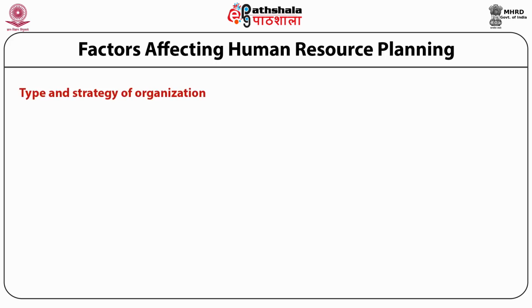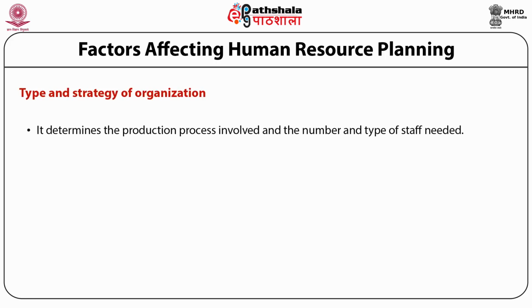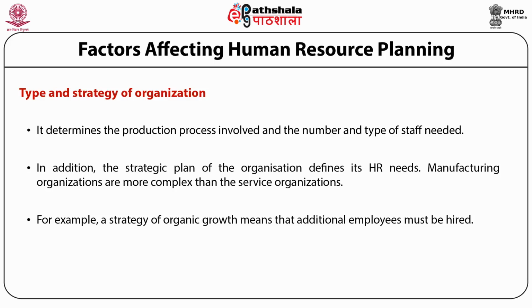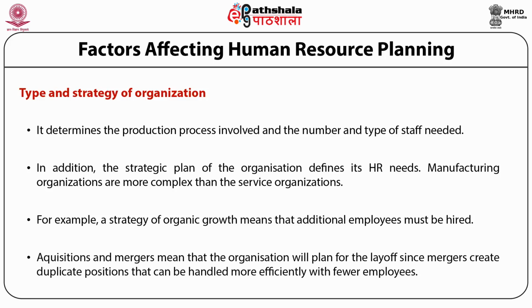First is the type and strategy of organization. It determines the production process involved and the number and type of staff needed. In addition, the strategic plan of the organization defines its HR needs. Manufacturing organizations are more complex than the service organizations. For example, a strategy of organic growth means that additional employees must be hired. Acquisitions and mergers mean that the organization will plan for the layoff, since mergers create duplicate positions that can be handled more efficiently with fewer employees.